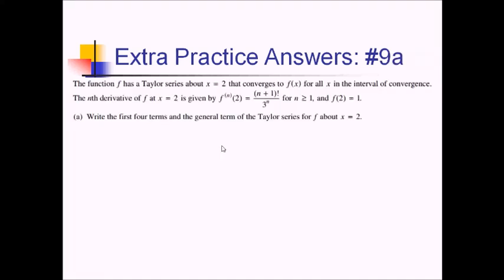For this no calculator free response, we have some function f with a Taylor series about x equals 2 converging to all x in the interval of convergence with an nth derivative given by this wacky factorial exponential expression. And they're also telling us f of 2 is 1. All right, so based off of all this, first task they've given us is to find the first 4 terms and the general term of a Taylor series for the function about x equals 2.